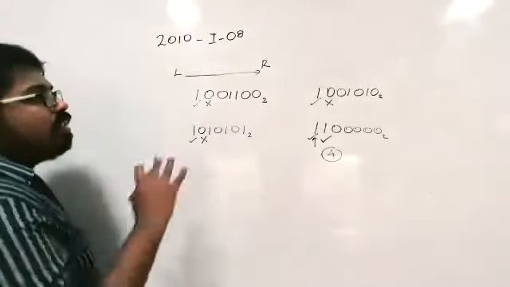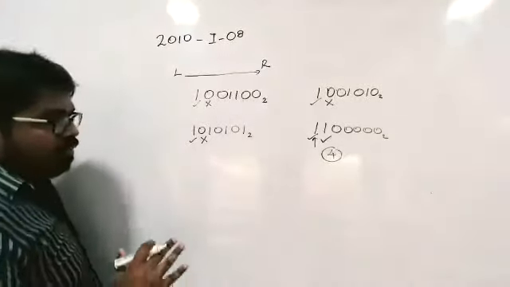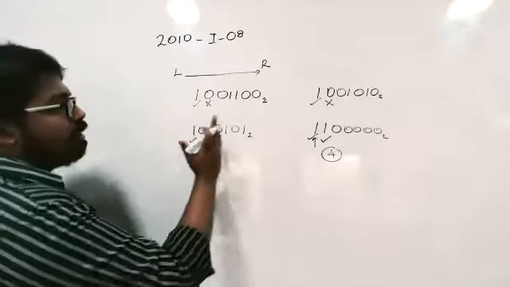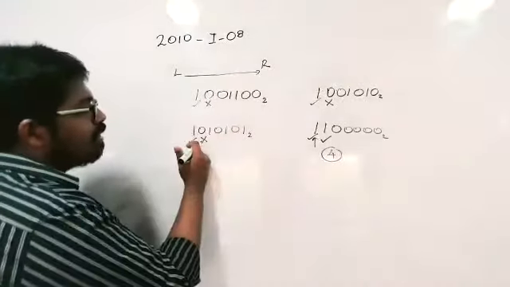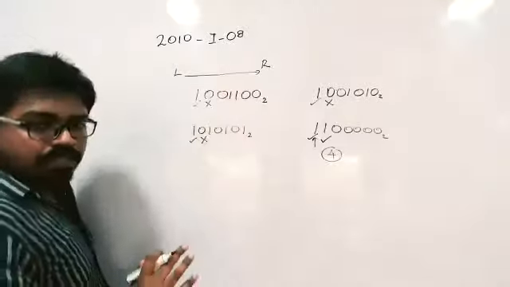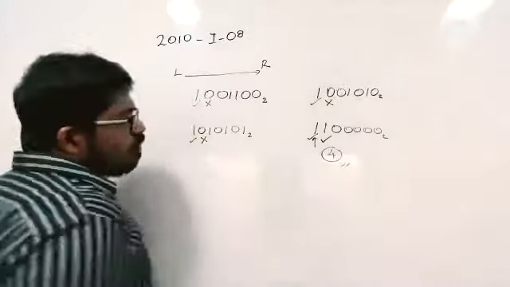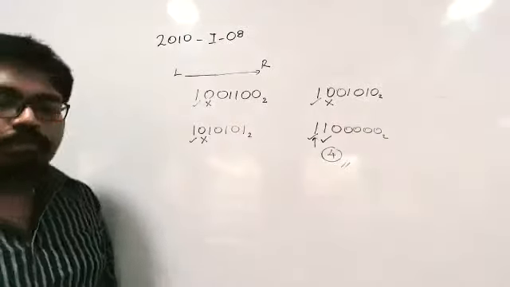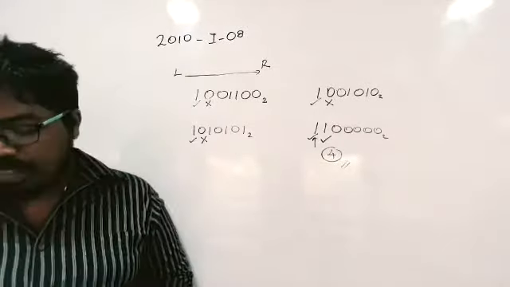Right? So for the largest value, you have to look at the bits from left to right. If the first bit is the same, compare the second bit. If the second bit is the same, compare the third bit. Likewise, you can do it. So the answer will be the fourth answer option. So that's the end of question number 8.